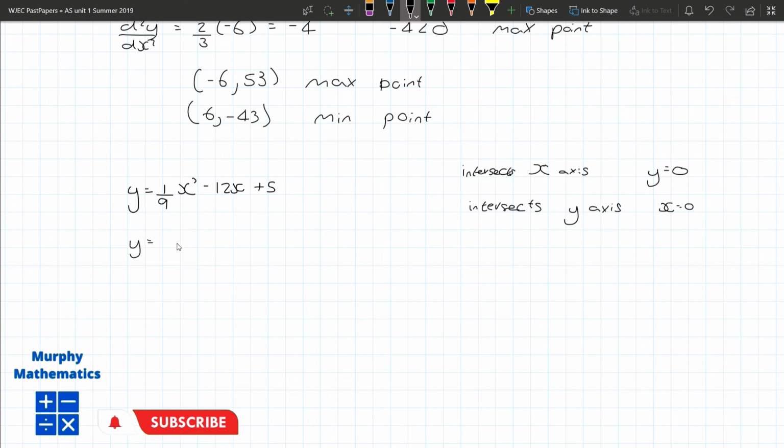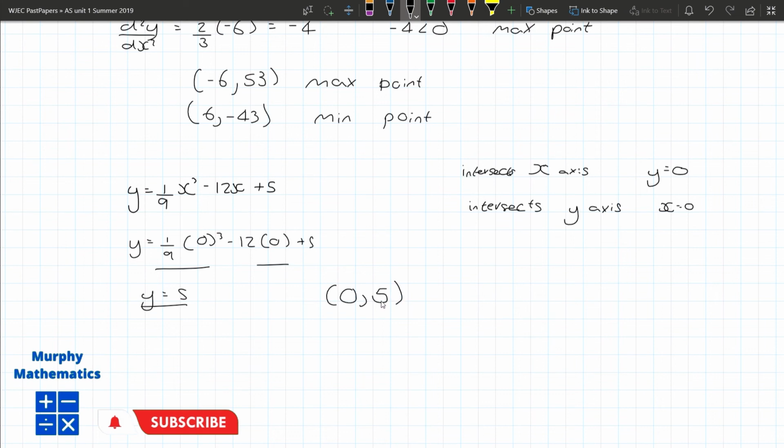So we'll have y equals, I'll just sub it in. So 1/9 times 0 cubed minus 12, lots of 0 plus 5. And we can see that this will all be 0, this will all be 0. And so we're just going to have y equals 5. So that's my y-intercept. As it crosses the y-axis, my x will equal 0, and it will intersect y equals 5. So I'm going to have coordinate 0, 5.